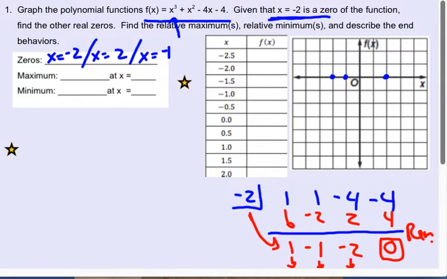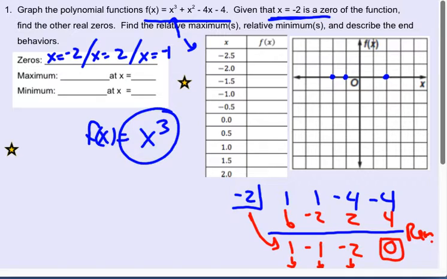Now we have this table here, and we could use this table to find some other points, but I want to show you a little trick. We have f of x equals positive x cubed plus x squared minus 4x minus 4. This x cubed, this leading term, the first term, kind of decides your end behaviors.